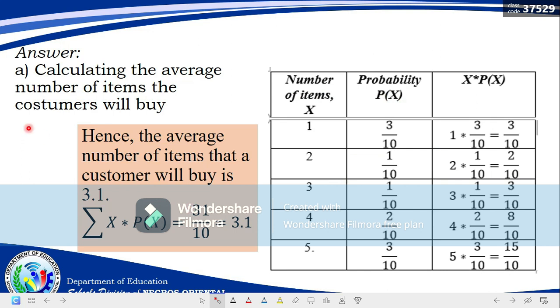Now the answer would be, you have to calculate the average number of items the customer will buy. Hence, the average number of items that the customer will buy is the summation of x times p of x. That gives us 3 over 10 plus 2 over 10 plus 3 over 10 plus 8 over 10 plus 15 over 10, which is 31 over 10, equal to 3.1. So that is now our mean.